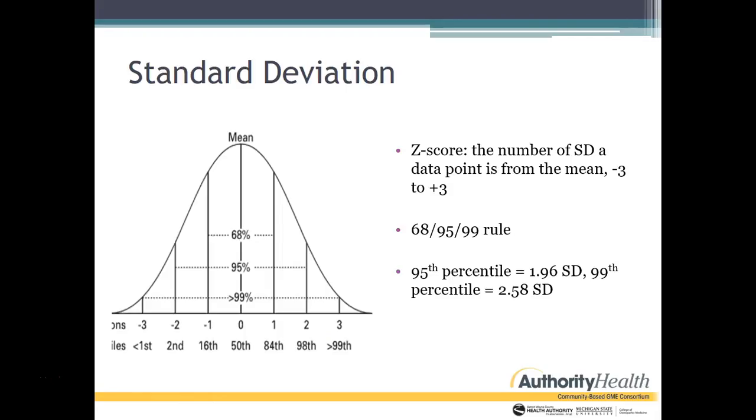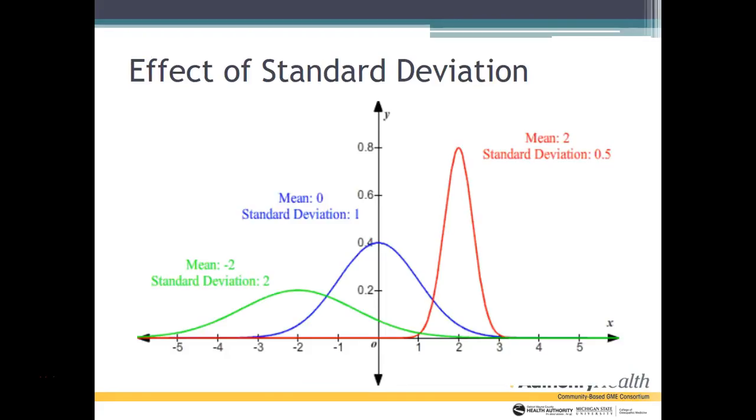And then just one last thing I want to point out, and this is important for confidence interval stuff: the 95th percentile is 1.96 standard deviations, and the 99th percentile is 2.58. And we'll go through that more in the next lecture.